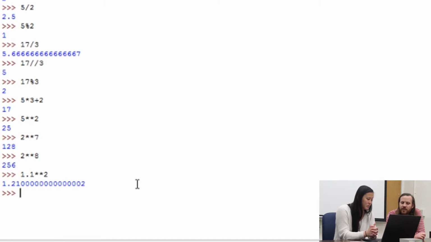Is this because it's mostly using binary, or do we not know the reason why? I personally don't know the reason why, but I'm sure there is. It's something that can be Googled. I bet if someone were to Google 1.2100000002, it would probably give you a good head start at least, if not the answer. Let's move on.